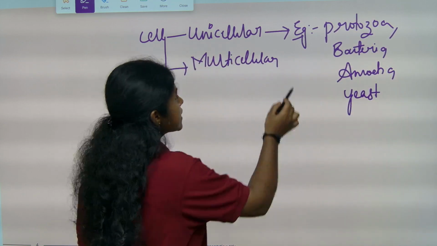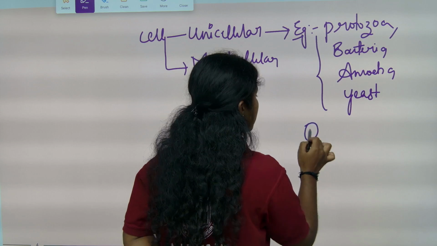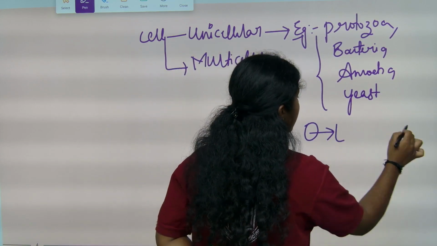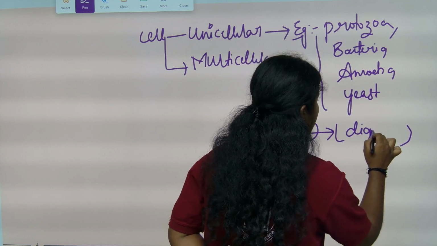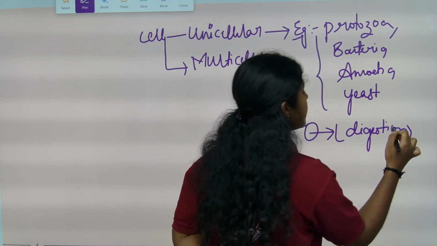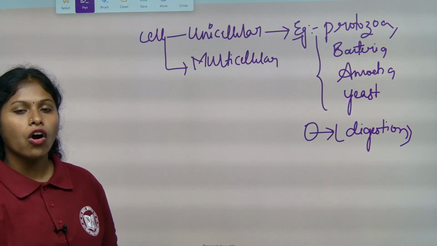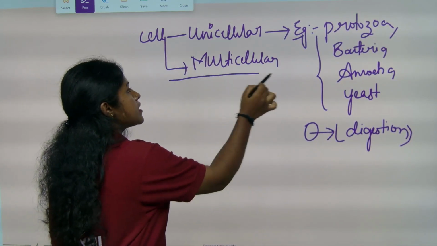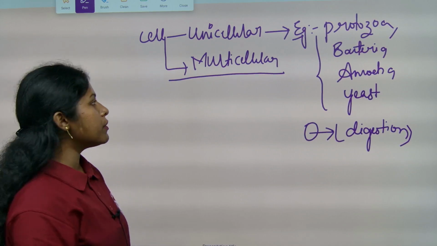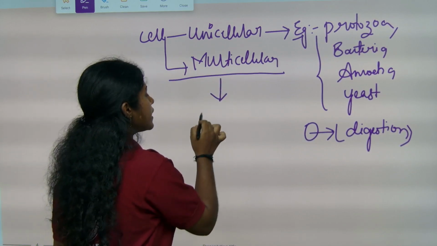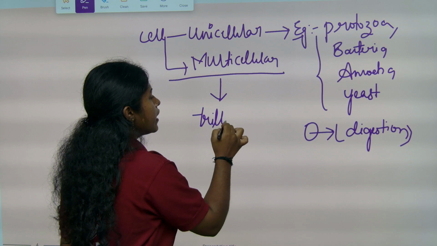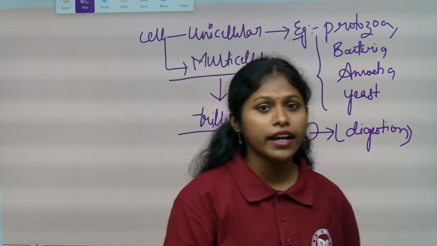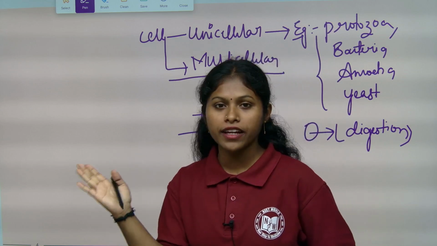So in these organisms, only a single cell, a single nucleus drives all processes, right? Like digestion, respiration, excretion. Only a single cell drives all the operations, all the diverse life activities. But does it happen in multicellular organisms? No, because multicellular organisms are made up of trillions of cells, right? One single cell cannot control all actions, so they have the division of labor.